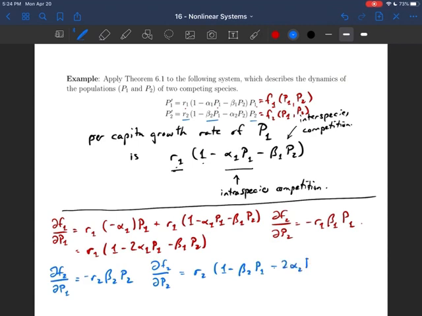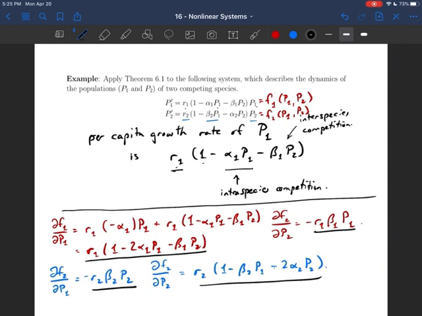And the partial of F2 with respect to P2, by a similar calculation to what we had before, will be R2 times (1 minus beta 2 P1 minus 2 alpha 2 P2).